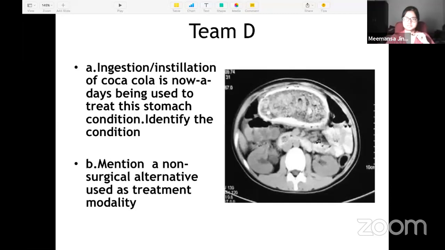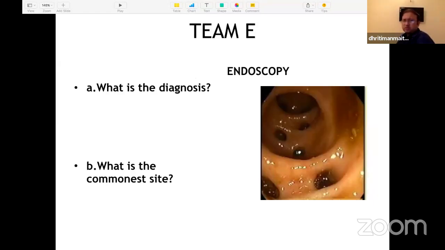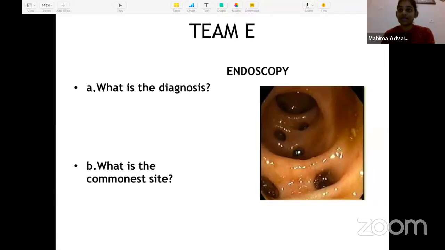Okay. Moving on to Mahima. What is this condition on endoscopy? What is the commonest site? Sir, diverticulosis, and the most common site is the sigmoid colon. Very good. 10 out of 10 to Mahima.